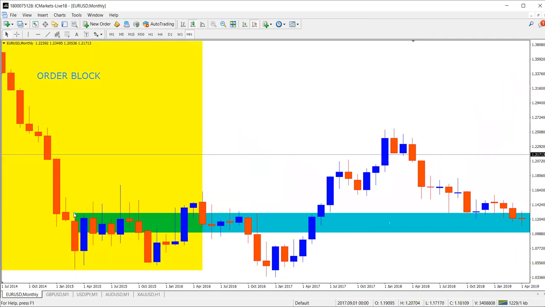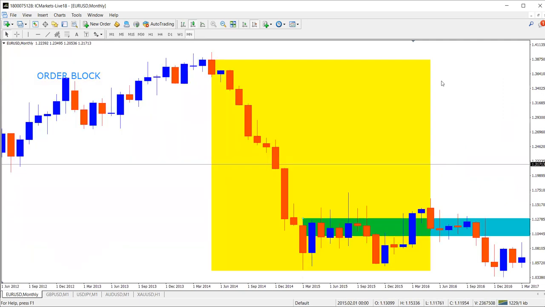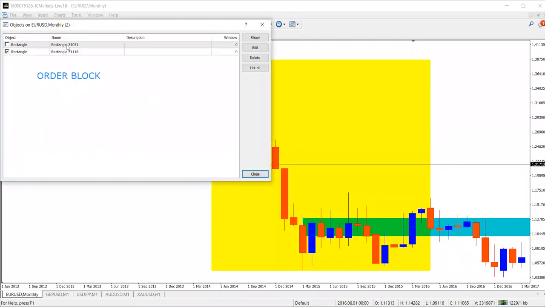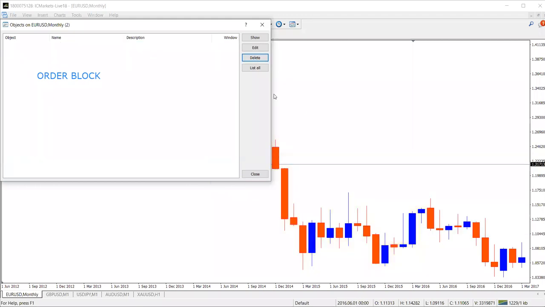Yeah, so this is what we call the order block. You see that this is the last candle. Let me delete everything here so that you can understand what I mean. Yes, the order block is the same as the order block floor.